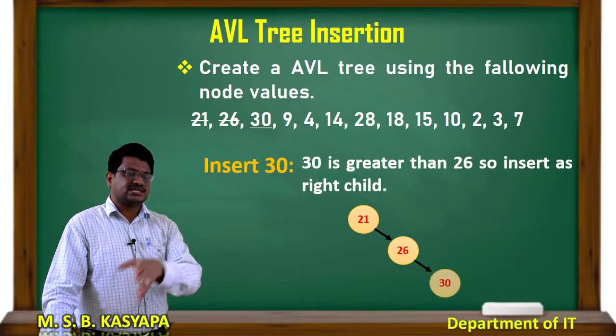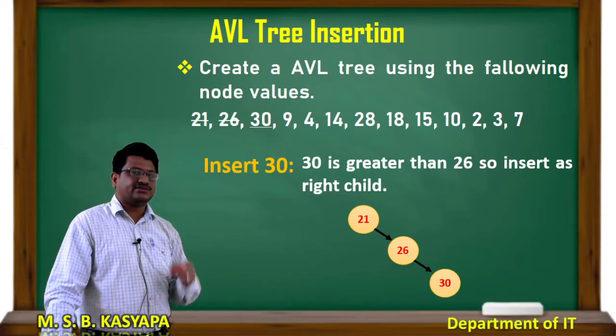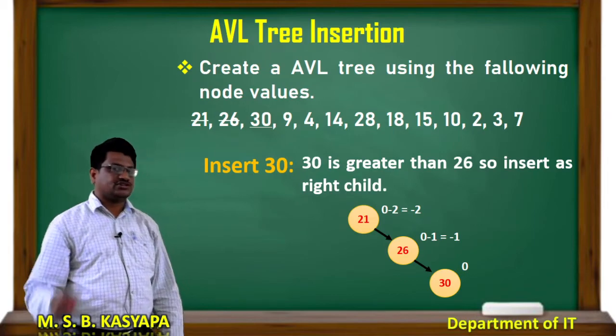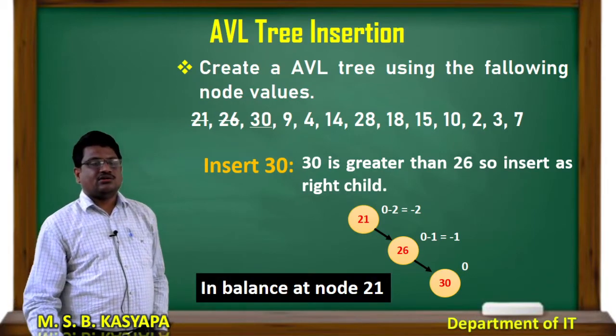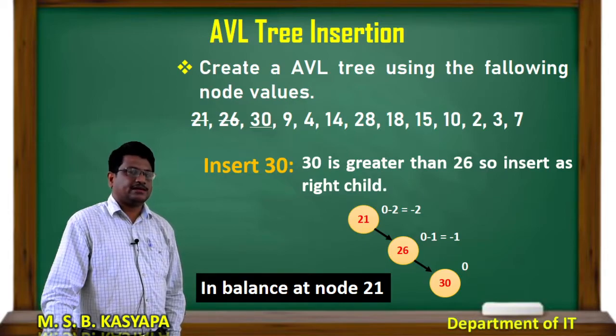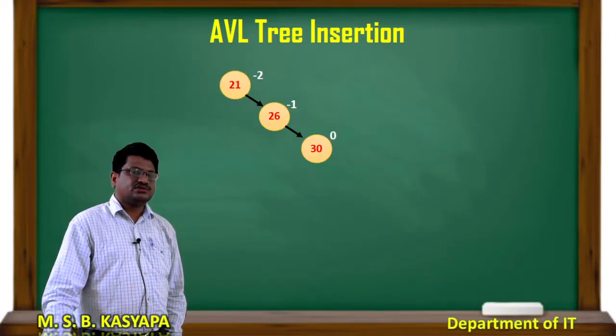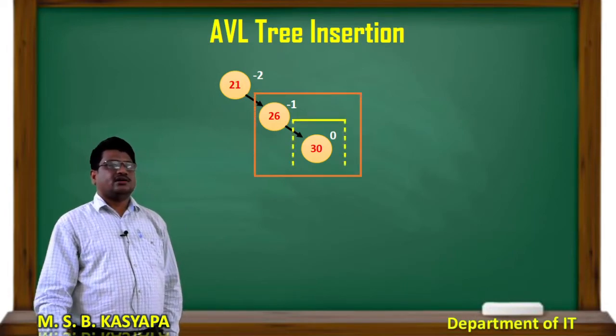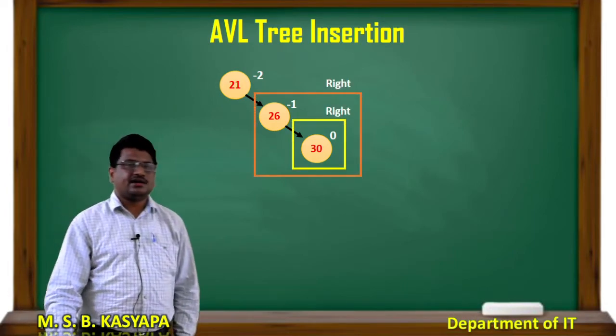So 26 right side, if I calculate the balance factors: 0, minus 1, minus 2. Now it is not an AVL tree. The imbalance has happened at node 21. Am I right? Node 21. If you see 21, minus 2, minus 1, that means RR rotation, right?